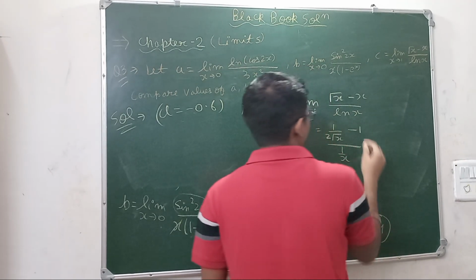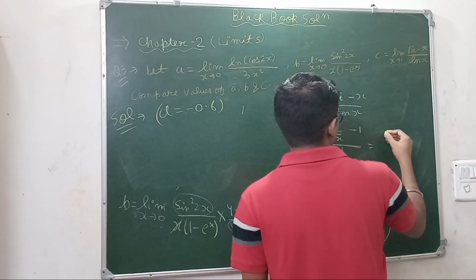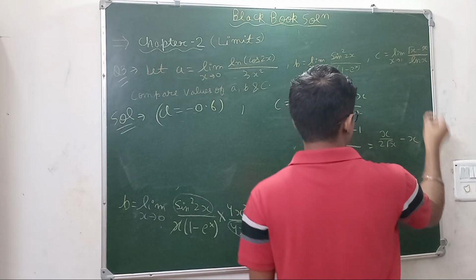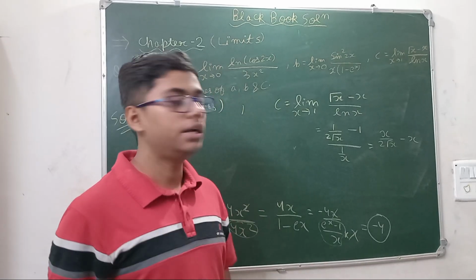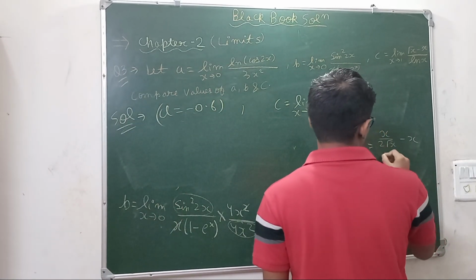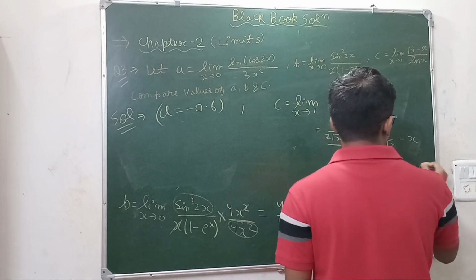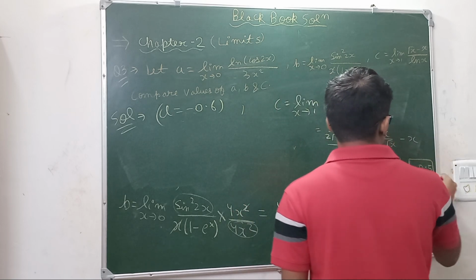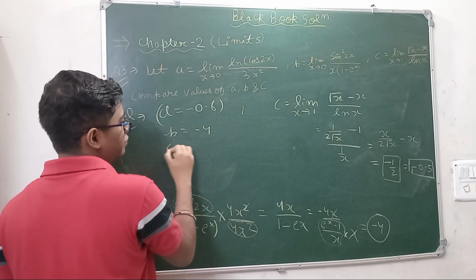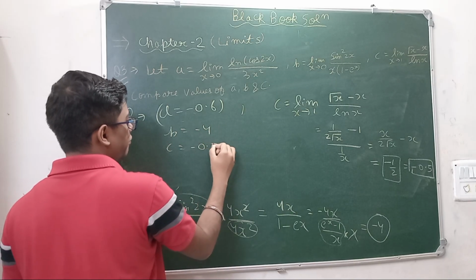So this will become, this will go to the numerator, so x by 2 root x minus x. And simply if you substitute 1 here, this is coming minus 1 by 2, means minus 0.5. Value of c is what? Value of b is minus 4. Value of c is minus 0.5.